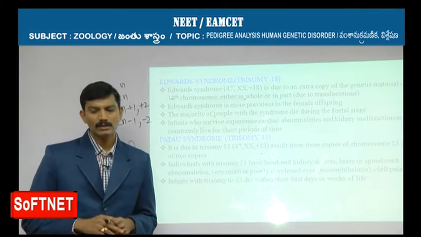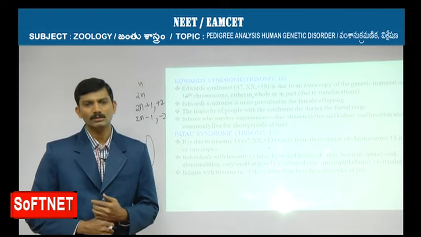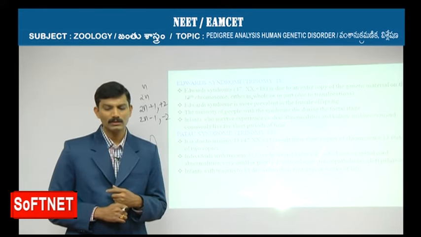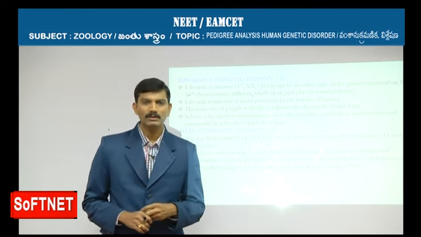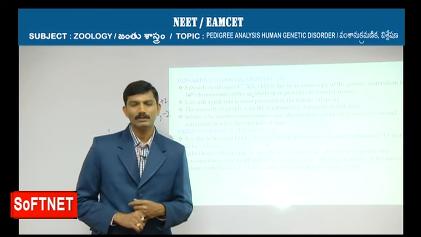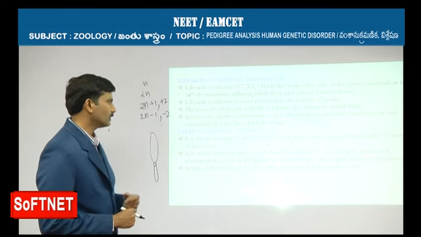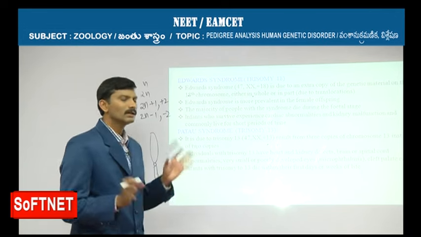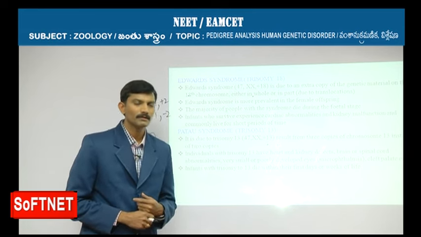And in case of Edwards syndrome, the karyotype is 47, XX plus 18, meaning an addition of one chromosome on the 18th. Due to that extra copy, there is genetic material of the 18th chromosome, either whole or part of it, which occurs due to translocation. Edwards syndrome is more prevalent in female offspring compared to male progeny. The majority of people with this syndrome die during the fetal stages itself. Infants who survive experience abnormalities like cardiac and kidney malfunction, live for a very short period of time, and usually die after birth. More female children are affected.